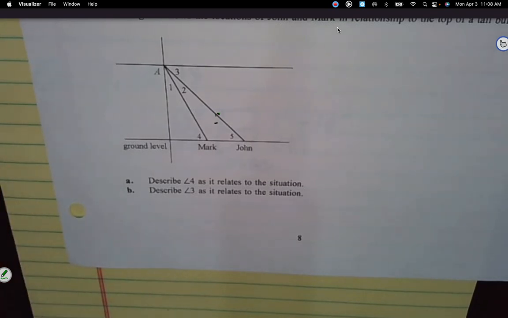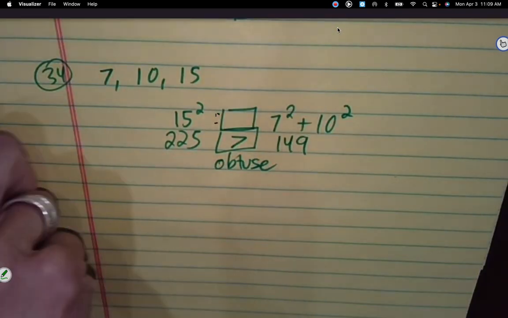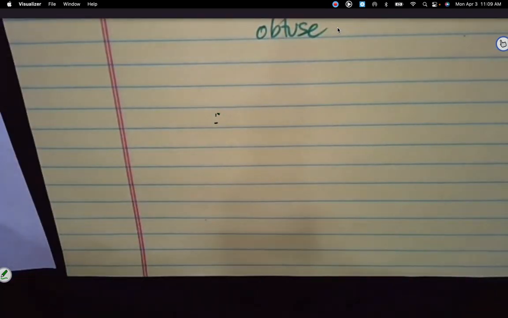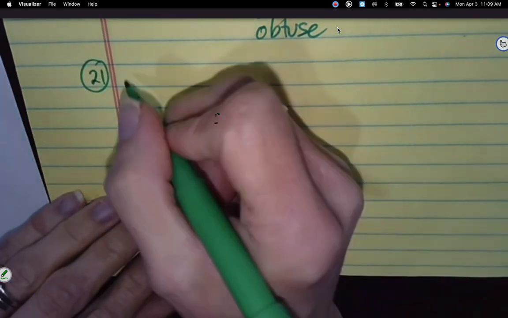I'm trying to see if I skipped over some other ones real quick that y'all might have wanted me to go over. I think it was on this page. I think I skipped 21. So I'll just go over 21. That may be the only one that I didn't do today. So let me just go over it and then I'll finish with it.